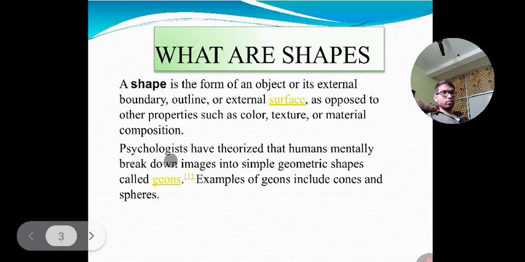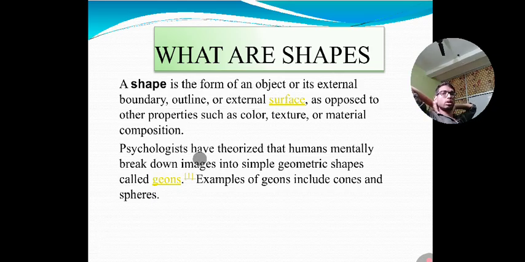What are shapes? A shape is the form of an object or its external boundary, outline, or external surface, as opposed to other properties such as color, texture, or material composition. Psychologists have theorized that humans mentally break down images into simple geometric shapes called geons.